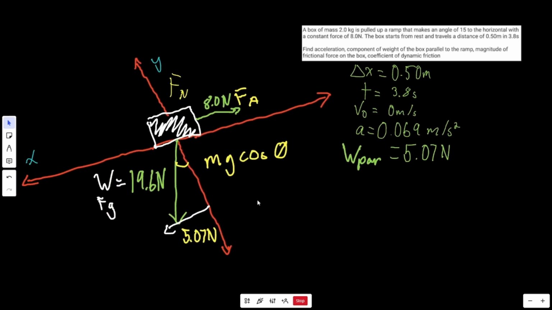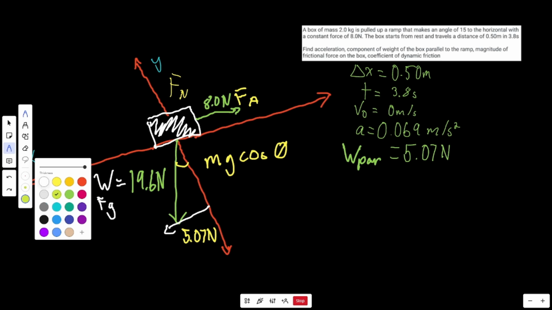So this is now a summation of what we currently have. We have our force applied, which is 8 newtons. We have the 19.6 newton total weight. This is our 5.07 newton component for our weight. And we're lacking, we didn't solve for mg cosine, which is our y component here, using the Cartesian plane as reference. And we're supposed to now solve for the magnitude of frictional force, which is essentially this.